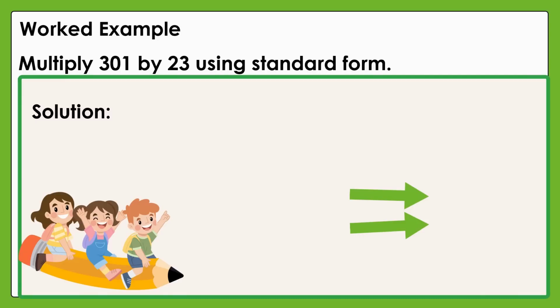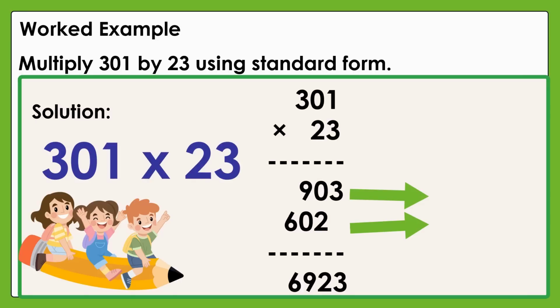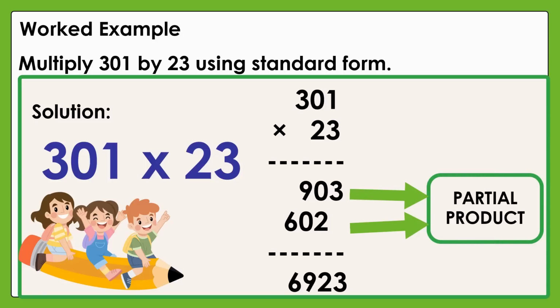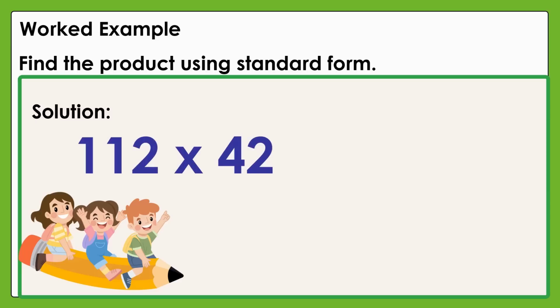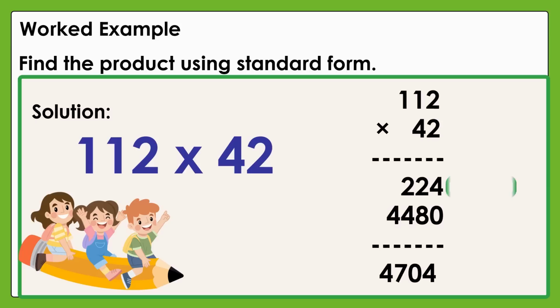Worked example, multiply 301 by 23 using standard form. Solution, 301 times 23 is equal to 6,923. Find the product using standard form. Solution: 112 times 42. The answer is 4,704.